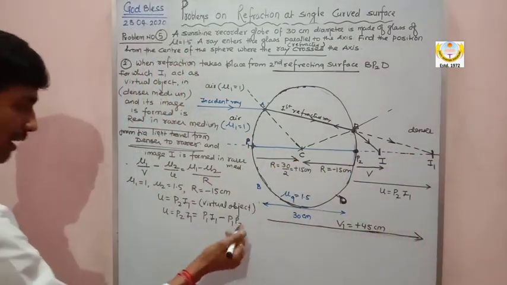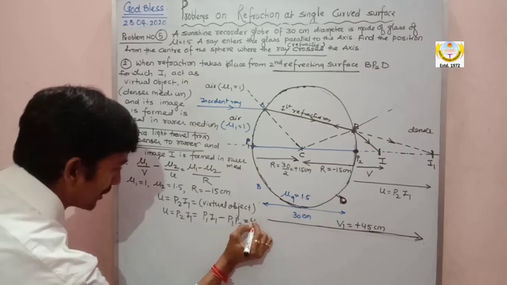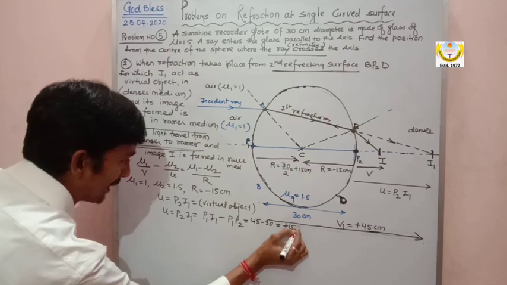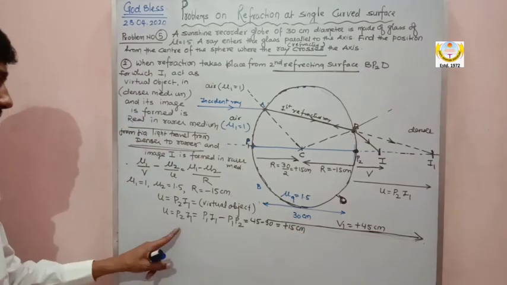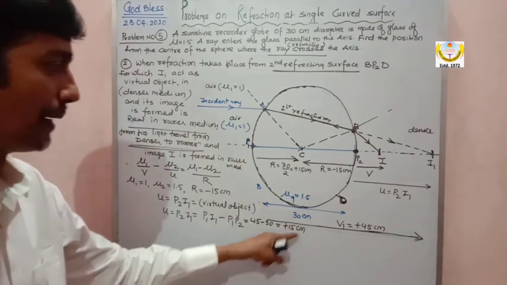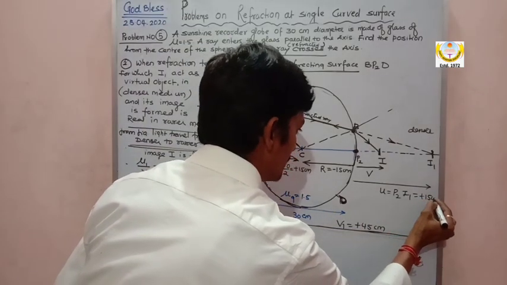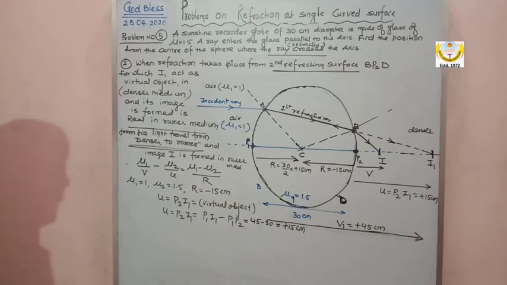So please take care of this part. This is very important. So this is 45 minus 30. Answer is plus 15 centimeter. So again the object is virtual. Answer is coming plus. Yes sir, it is plus 15 centimeter. Take care of this sum.